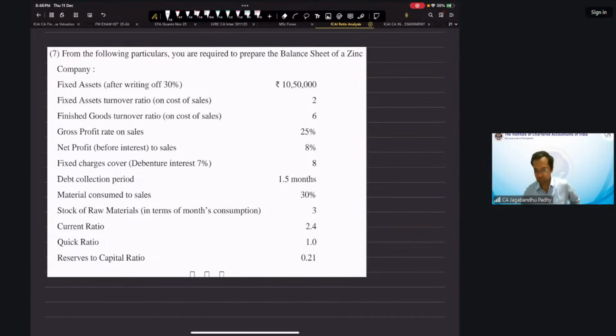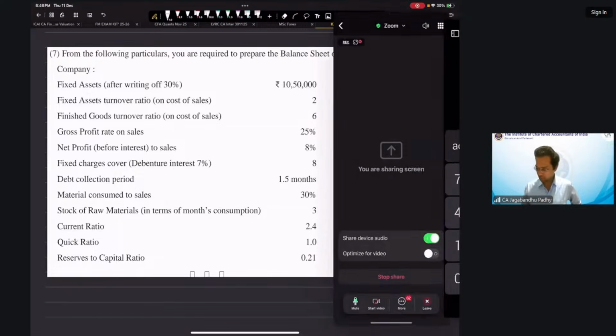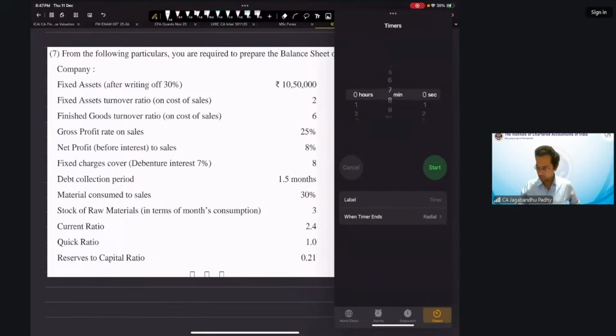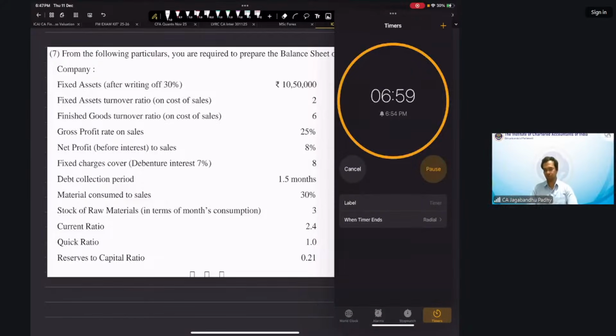Okay. So here's the question. I'm giving you, let's say, 7 minutes for this to solve. Come on, guys. Let's try to solve it quickly.